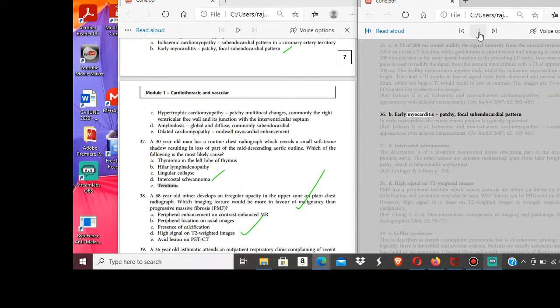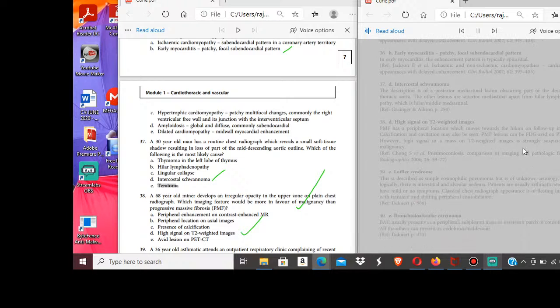36. B. Early myocarditis: patchy, focal subendocardial pattern. In early myocarditis the enhancement pattern is typically epicardial. Ref. Jackson E et al. Ischemic and non-ischemic cardiomyopathies: cardiac MRI appearances with delayed enhancement. Clin Radiol 2007, 62, 395-403. 37. D. Intercostal schwannoma. The description is of a posterior mediastinal lesion obscuring part of the descending thoracic aorta. The other lesions are anterior mediastinal apart from hilar lymphadenopathy, which is hilar/middle mediastinal. Ref. Grainger and Allison p. 254.